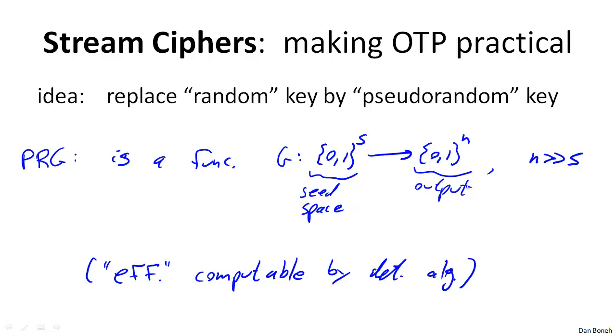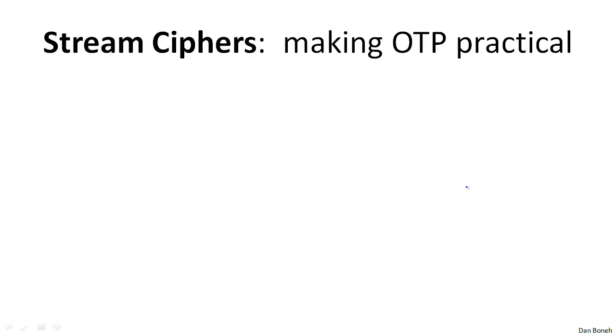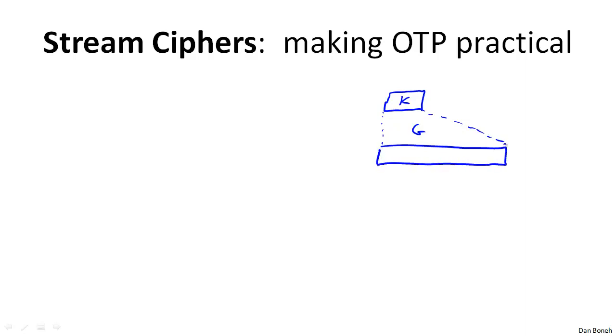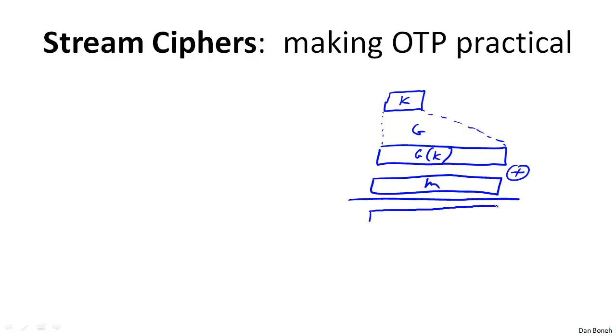Okay, so suppose we have such a generator. How do we use that to build a stream cipher? Well, the idea is that we're going to use the seed as our key. So our short seed is going to be the secret key. And then we're going to use the generator to expand the seed into a much larger random-looking sequence, or pseudo-random sequence, as it's known. So this would be G of K. And then we are going to XOR it just like in the one-time pad. We're going to XOR the pseudo-random sequence with the message, and that's going to give us the ciphertext.